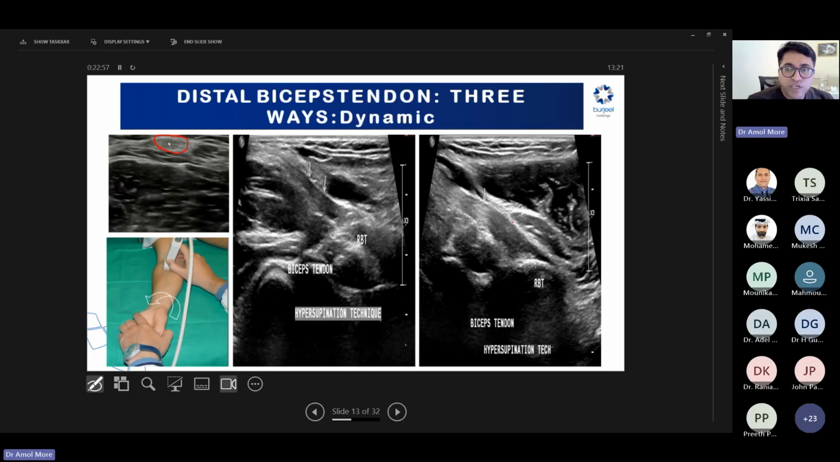The second technique which we use is going from the medial aspect and hypersupinating the forearm and seeing the distal biceps tendon through the brachial artery. It will give you the plane to assess the fibrillary pattern of the distal biceps tendon.